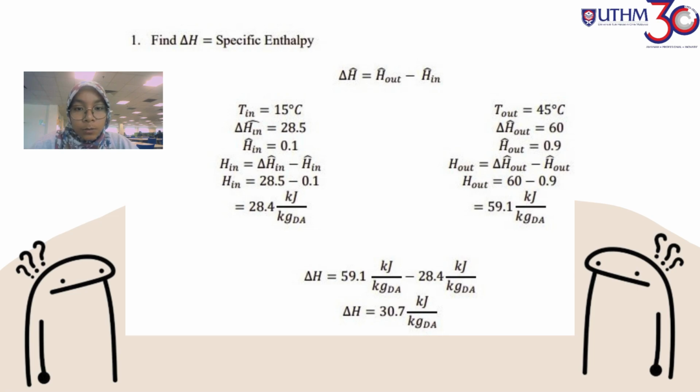So based on our first formula, which is delta enthalpy equals total enthalpy out minus total enthalpy in, 59.1 minus 28.4 will be equal to 30.7. So 30.7 kilojoule per kgDA is our value of delta enthalpy.